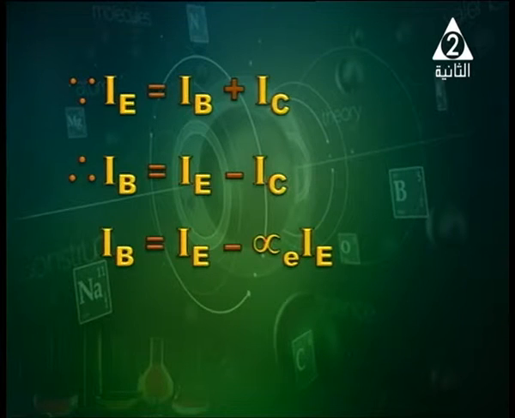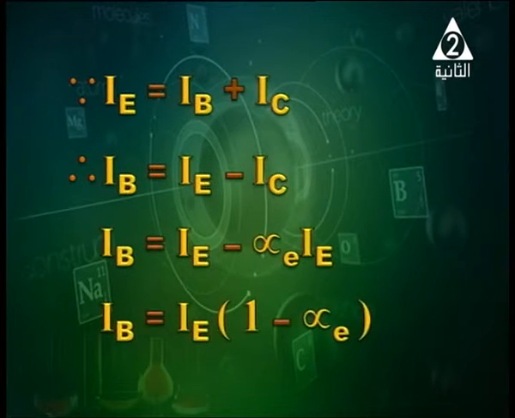Of course, I emitter will be taken as a common factor, so base current equals IE times the bracket 1 minus alpha E. So we managed to obtain the base current in terms of alpha E and the current of the emitter.